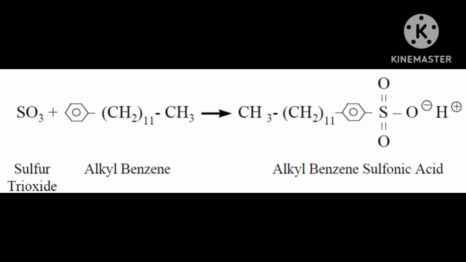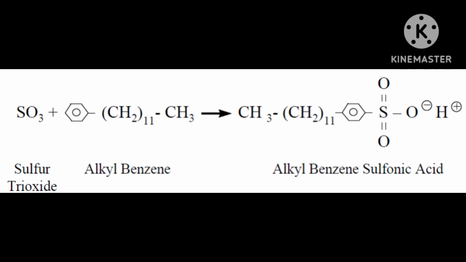Then here again in SO3H, one H is there, means it is acid. If you want to remove this H, then you have to treat with NaOH. Then OH and this H will go as water. Now in the place of H, sodium will join. Then I will get CH3 CH2 whole 11 on the benzene ring, and on the other side SO3 Na, means sodium dodecyl benzene sulfonate you will get.